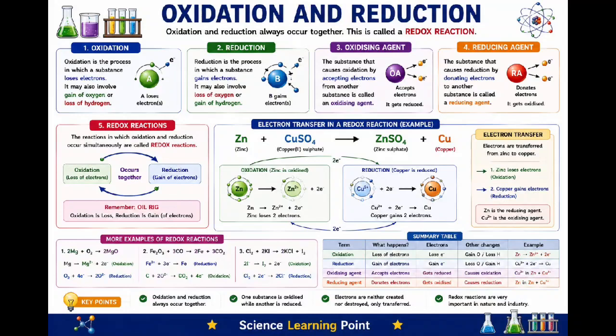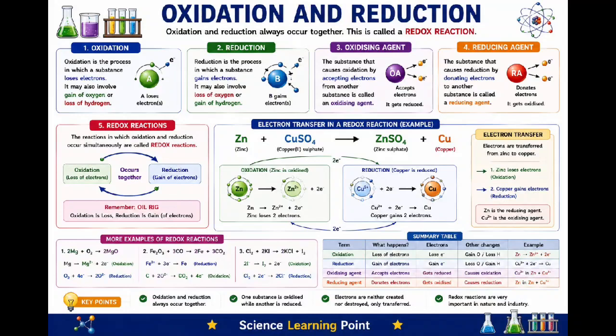Oxidizing agent. Now comes an important term, oxidizing agent. An oxidizing agent is a substance that causes another substance to become oxidized. How does it do this? It accepts electrons from the other substance. And because it accepts electrons, the oxidizing agent itself gets reduced. So remember, oxidizing agents accept electrons.